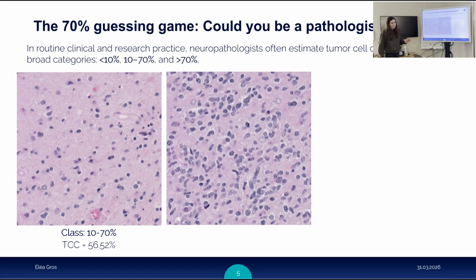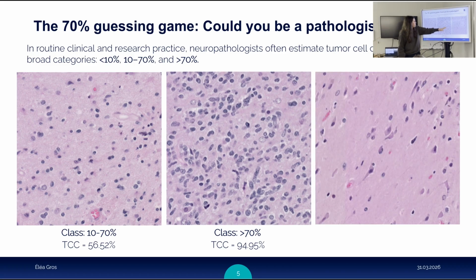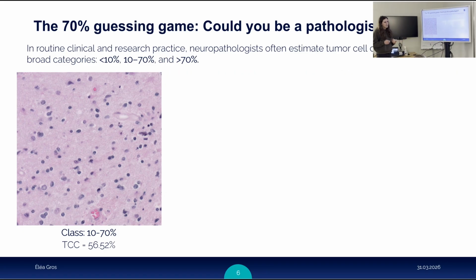It's pretty obvious if we look at this slide here that there are more cells and probably more tumor cells. Actually, there are more tumor cells because we have 94% of tumor cells in this patch. Here, it's also pretty obvious that there are fewer cells, and probably fewer tumor cells. This looks more like normal tissue, and we have only 17% of tumor cells. Sometimes it's less easy.